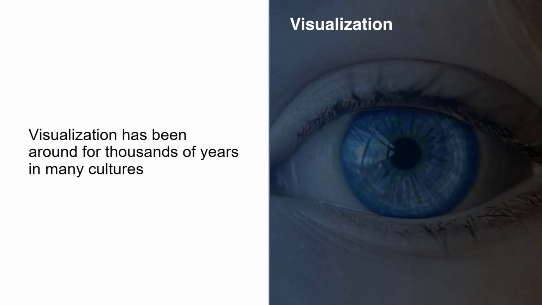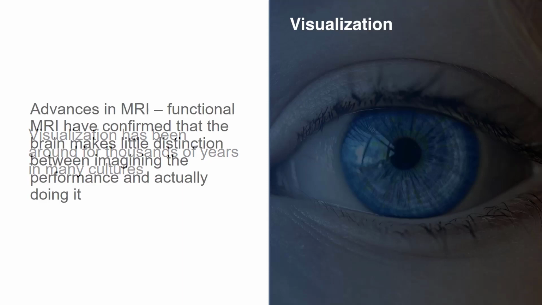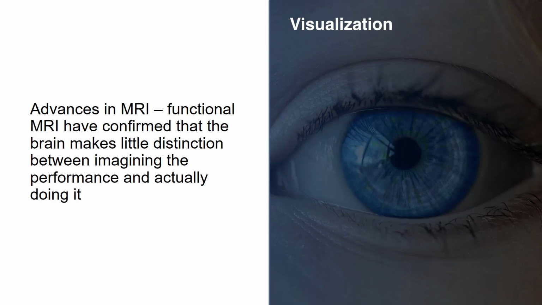Numerous cultures have practiced visualization for thousands of years. Modern research seeks to affirm what others have known for quite some time, that visualization really works. The science behind visualization is that our brains make little distinction between imagining the performance and actually doing the performance. Advances in brain scan technologies have confirmed this by measuring brain activity on the functional MRI.